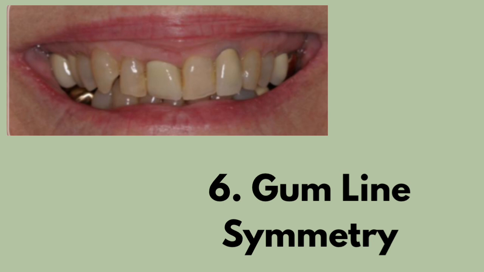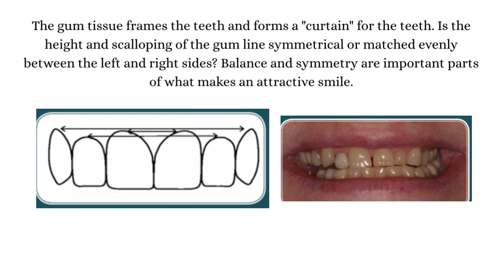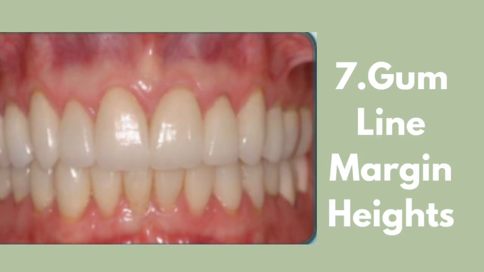6. Gum line symmetry. Your gums act like a frame around your teeth, just like a picture frame around a photo. The gum line, where the gums meet the teeth, should have a smooth, even shape on both sides of your mouth. The curves of the gums around each tooth are called scalloping. They should look the same on the left and right. If one side is higher, lower, or uneven compared to the other, the smile might look unbalanced. Why it matters? A balanced, even gum line makes your smile look neat, healthy, and attractive.